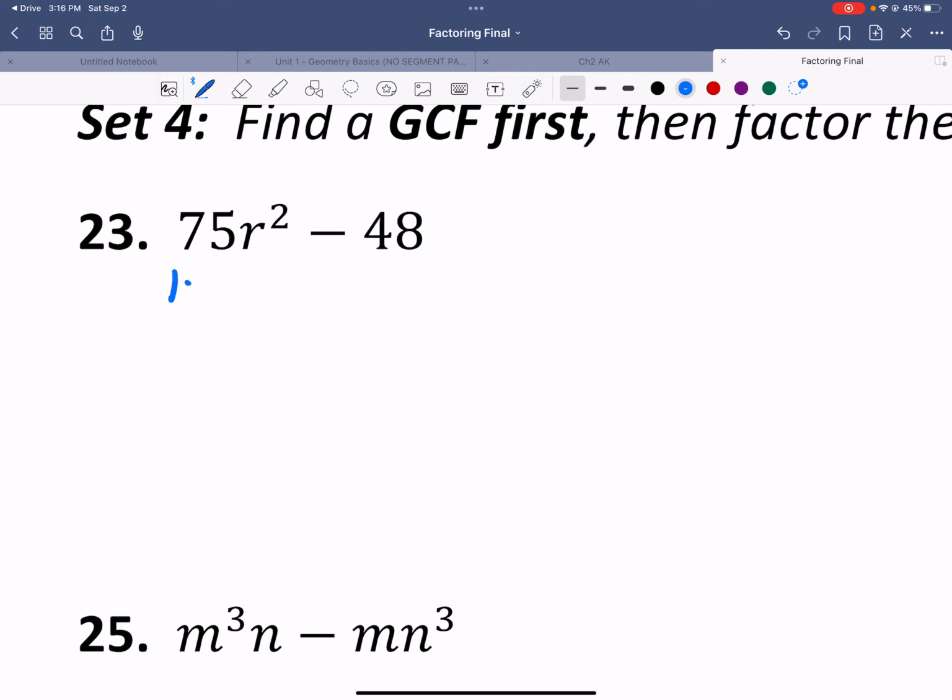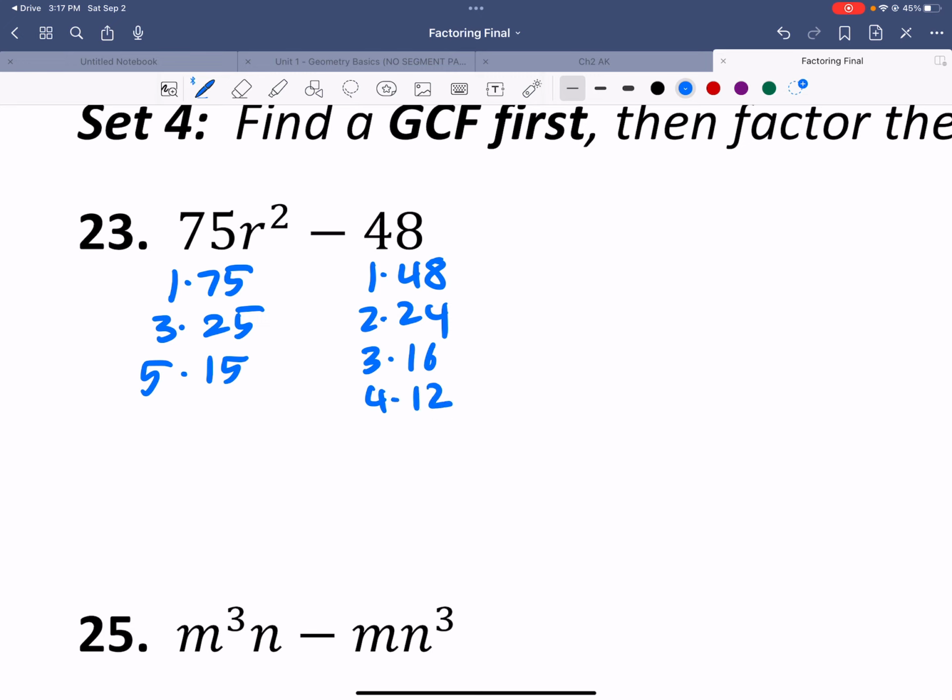But what can give you 75? 1 times 75. 3 times 25. 4 does not go in there. 5 times 15. I think that's about it because I cannot think of anything else other than that. Yeah. 48 is 1 times 48. 2 times 24. 3 times 16. And 4 times 12. 5 times, no. And 6 times 8. 8 times 6. Yeah. So that's about it.